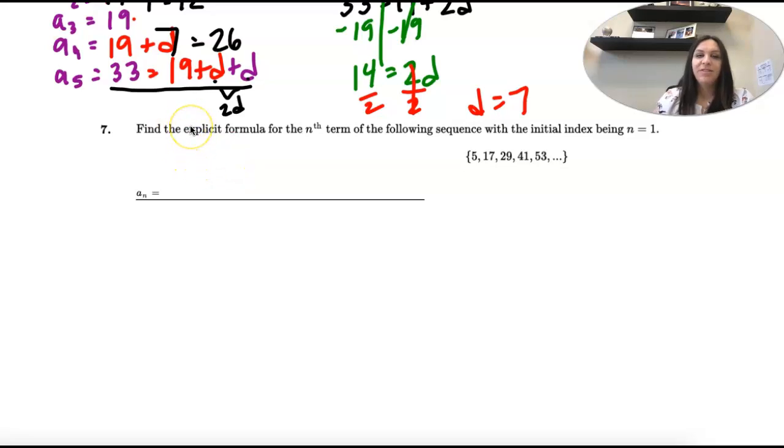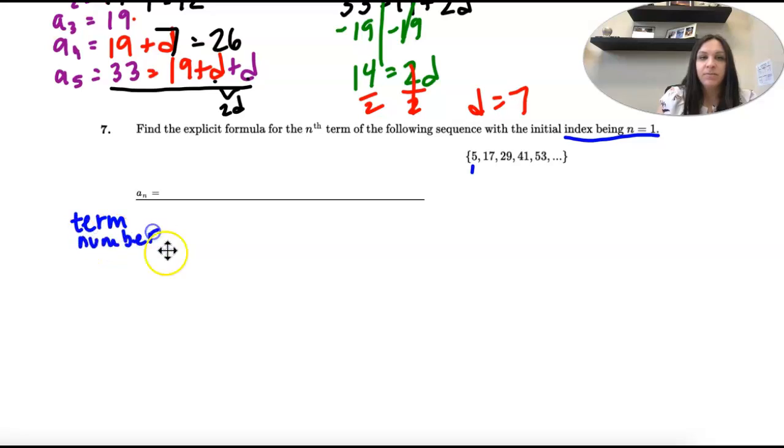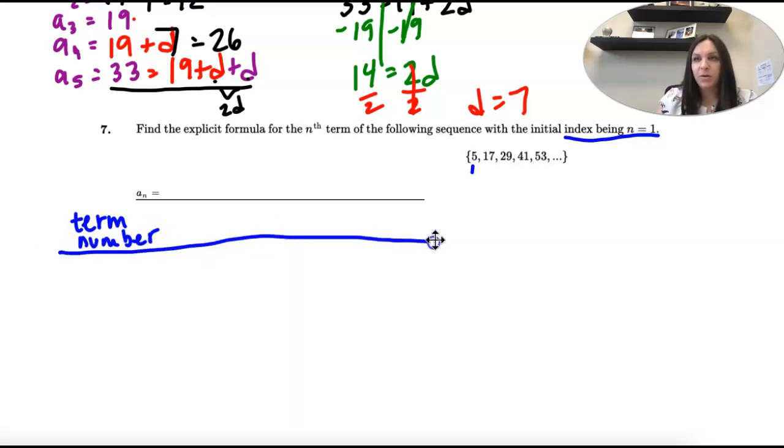So number 7, find the explicit formula for the nth term of the following sequence with the initial index being n equals 1. So what that means is n equals 1, this is the first term. Okay, so I'm just going to write out our term number. And I'm going to make a table just so you can kind of see how I'm getting the formula.